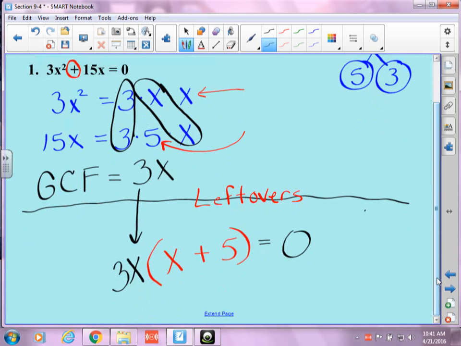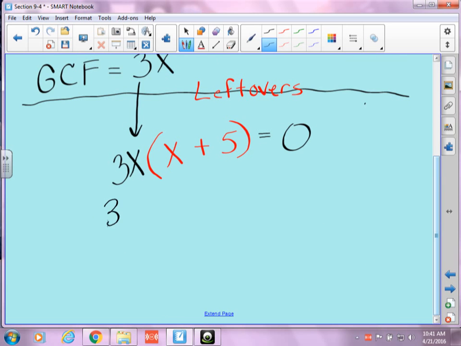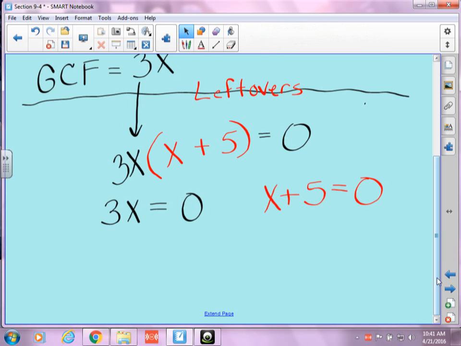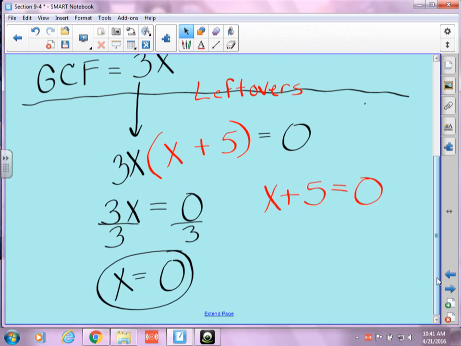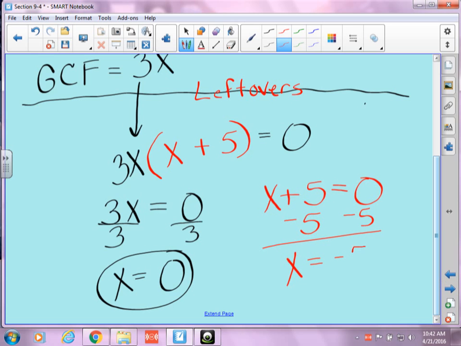So I'm going to take this. I'm going to go 3x equals 0 and x plus 5 equals 0. So how do I solve for x with the black? I'm going to divide both sides by 3. x gives me 0. What do I do in the red equation? I subtract 5. x gives me negative 5.